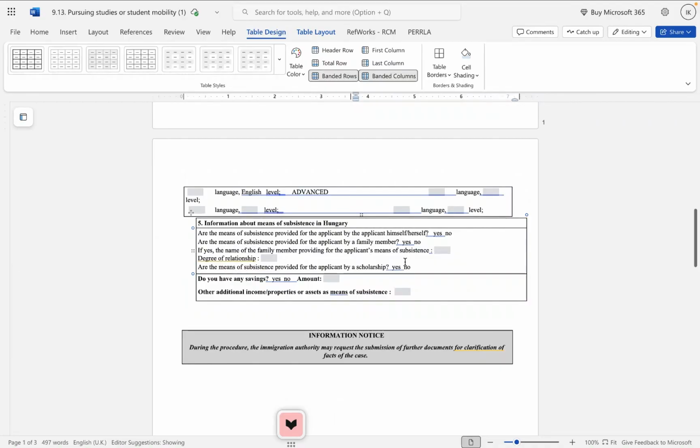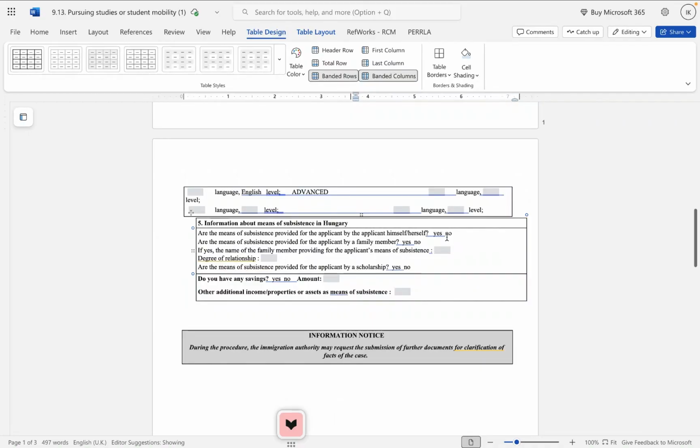So first, are the means of sustenance provided for the applicant by the applicant himself or herself? They're asking you, are you going to pay for yourself? You are scholarship students. So you say no. Your means of sustenance is not provided by you because the scholarship does that for you. That's why they'll give you a stipend, they'll give you accommodation, and they'll pay your tuition fee. Those are your means, and they provide you insurance as well. So those are the means of sustenance here. So you say no.